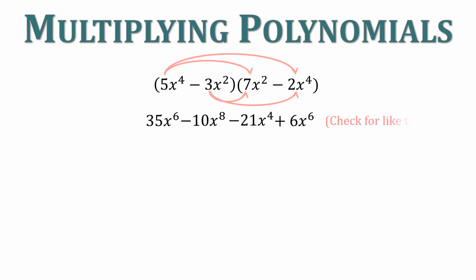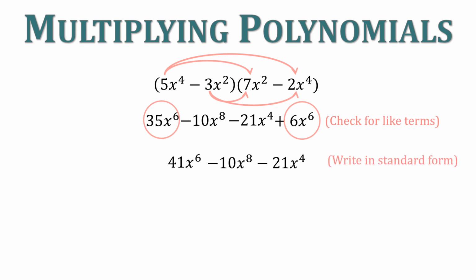Now, my next question is, are there any like terms? Yes, there are. I have 35x to the 6th and 6x to the 6th. That is simplified to 41x to the 6th. There are no other like terms, so I'm going to bring the remainder of the polynomial down. Then I'm going to go ahead and write this in standard form. So that means my negative 10x to the 8th needs to be in the front. So I have negative 10x to the 8th plus 41x to the 6th minus 21x to the 4th. So I see my powers are decreasing 8, 6, 4. Therefore, it's in standard form.